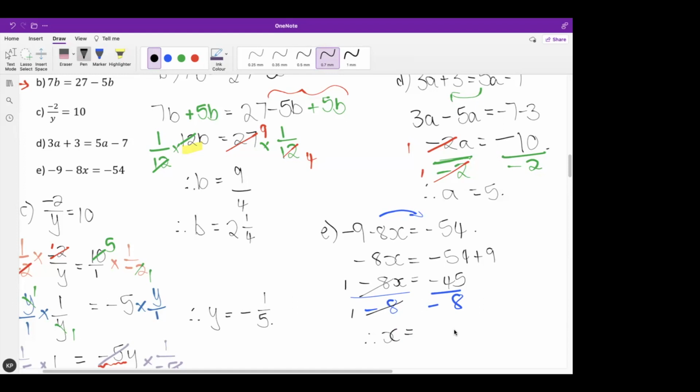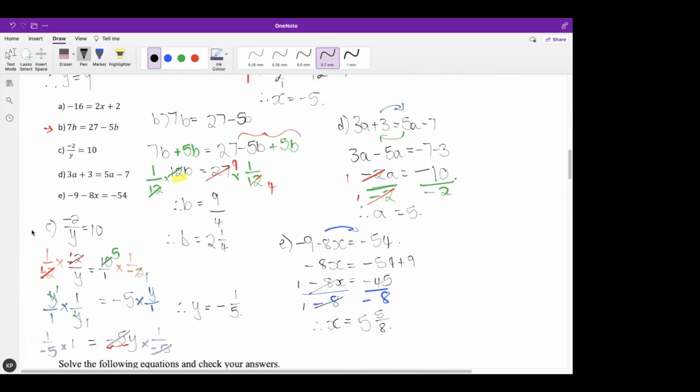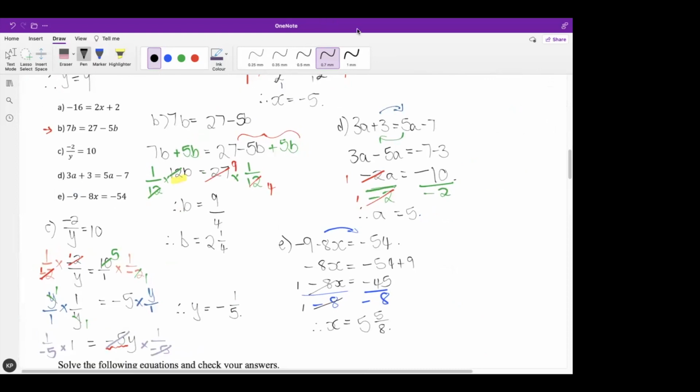So let's do so, okay? How many times is 8 going into 45? 5 times. And what is my remainder? My remainder is 5/8. Nice, guys. Beautiful, beautiful. Okay, there we go for screenshotters.